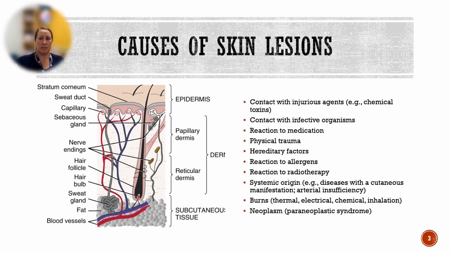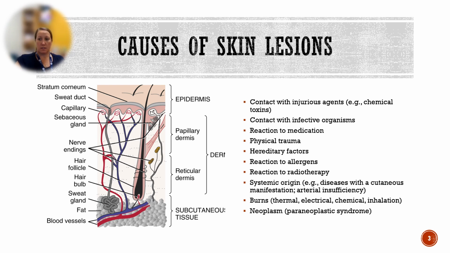In discussing the integumentary system, it's important to remember that the skin is the largest organ in the body and accounts for about 15 to 20% of our body weight. Approximately 1 in every 4 people who consult a physician has a skin disorder. Skin lesions can occur as a result of a wide variety of etiological factors.